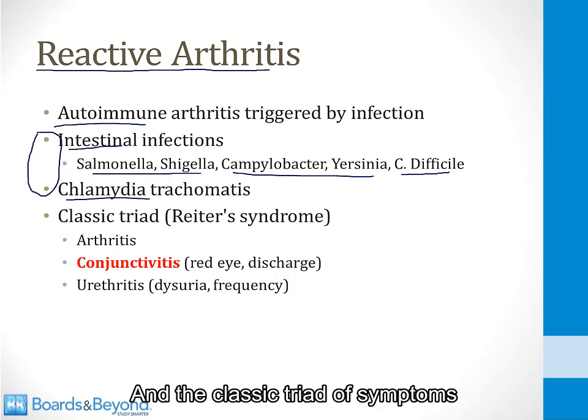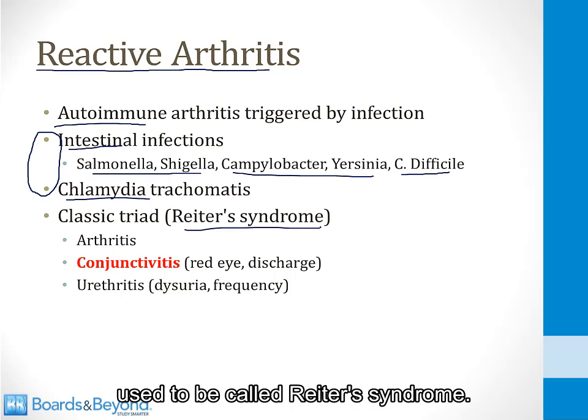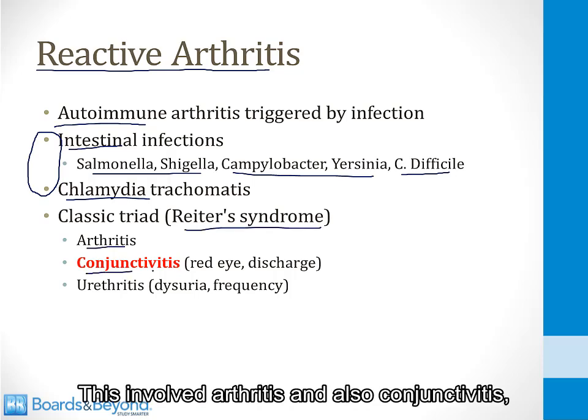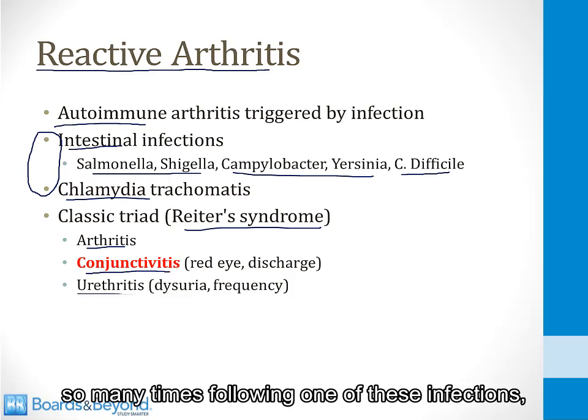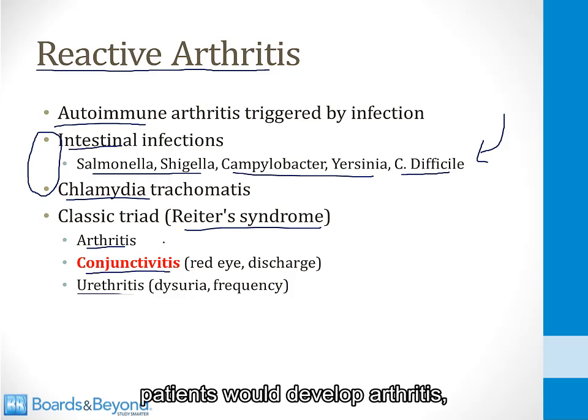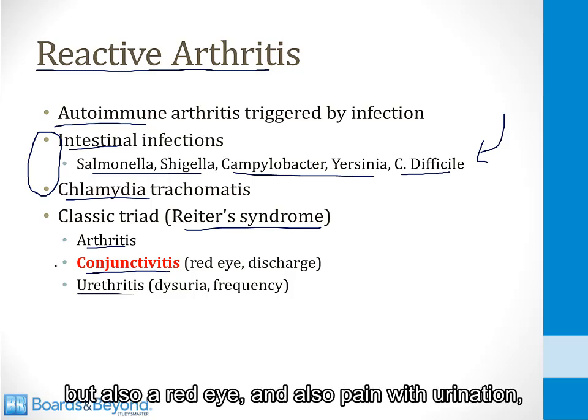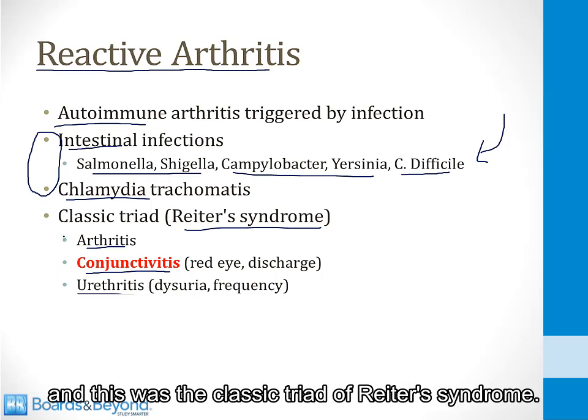And the classic triad of symptoms that reactive arthritis presents with used to be called Reiter's syndrome. This involved arthritis and also conjunctivitis and also urethritis. So many times following one of these infections, a few days or weeks later, patients would develop arthritis but also a red eye and also pain with urination, and this was the classic triad of Reiter's syndrome.